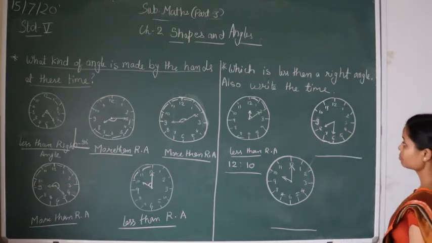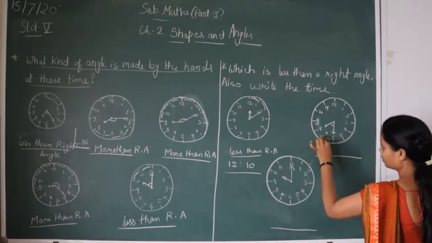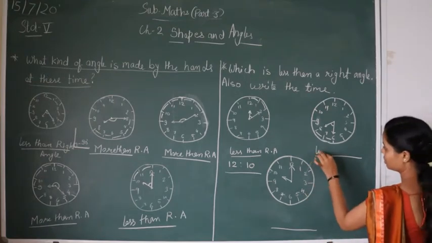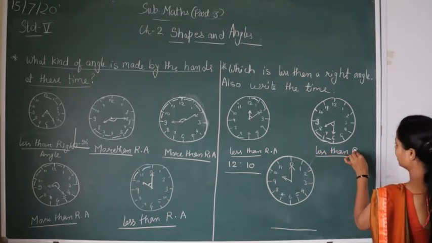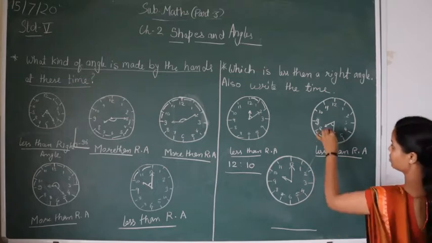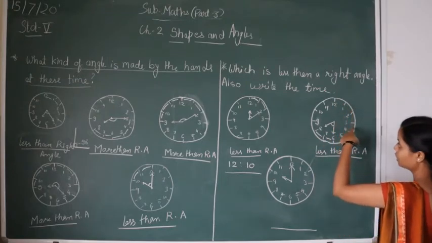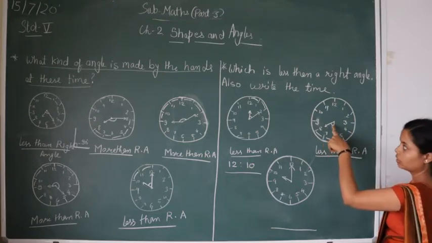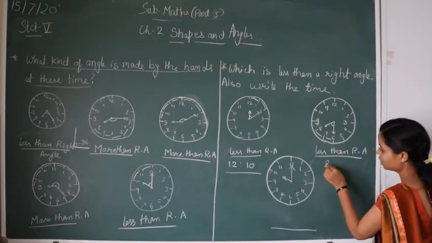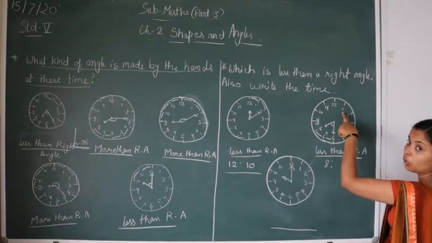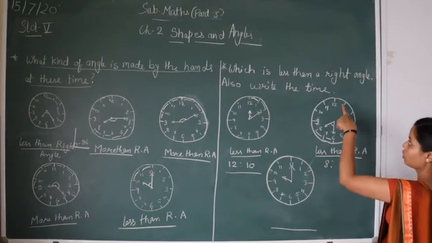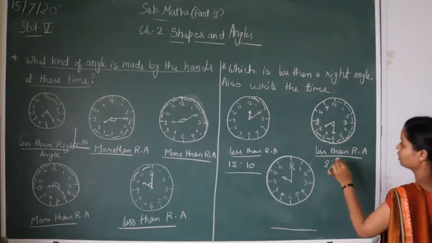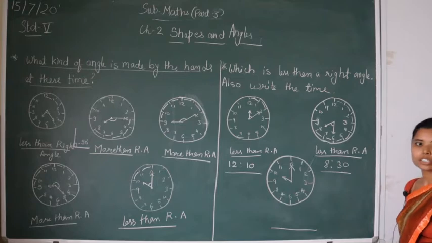The next one is, look here. This is also less than a right angle because there are only 2 sectors. Okay, so the time is, firstly look at the hour hand of the clock. The hour hand of the clock is on 8 and then we count the minute hand of the clock: 5, 10, 15, 20, 25 and 30. So there it is 8:30.